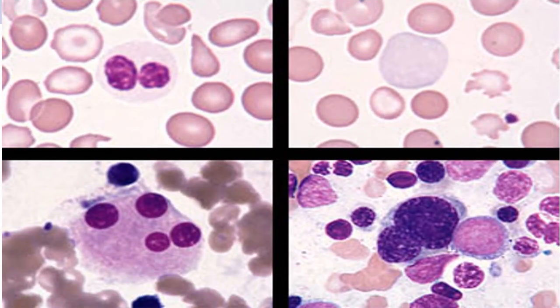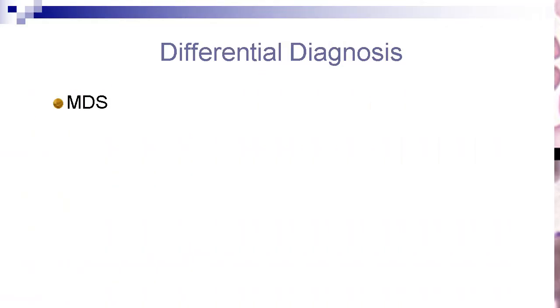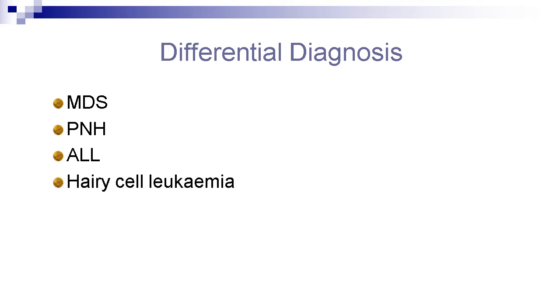The bone marrow biopsy also shows the atypical, abnormal hematopoietic cells. This is a megakaryocyte, the precursor of the platelets. This is an abnormal progenitor cell of the red cell component. The differential diagnosis also includes paroxysmal nocturnal hemoglobinuria, acute lymphoblastic leukemia, as we said, and hairy cell leukemia.